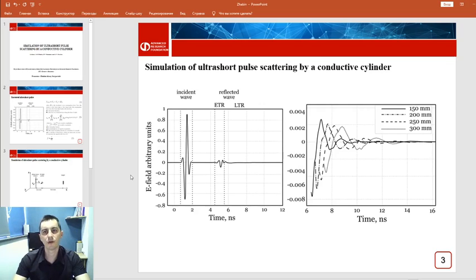The signal recorded by the probe is shown in the left picture. You can see the part of the signal associated with the incident and the reflected wave. The early time response and the late time response are well distinguishable. The late time response waveforms for different cylinder heights on a larger scale are shown in the right picture.